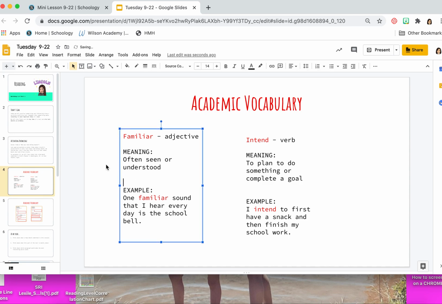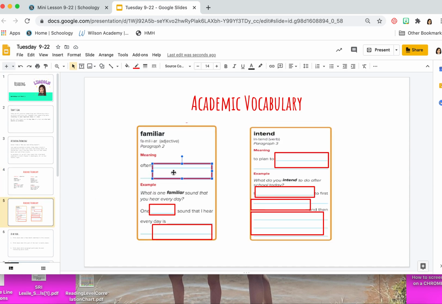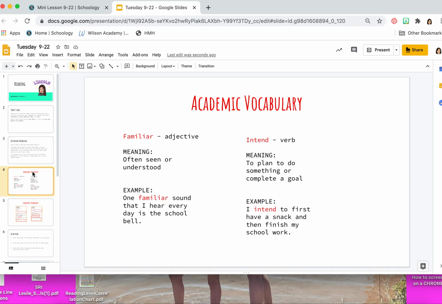So those are our academic vocabulary. What you can do now is you can go ahead and hit pause in the video, keep this screen up, and you're going to copy those definitions down and the examples. Please, you can do something else for your example. Okay, so one familiar sound that you hear every day, maybe it's your dog barking. Maybe it's getting yelled at. I don't know. Okay, maybe it's your text message ding. And maybe you have different intentions after school. So maybe after school you have to babysit or clean your room or help make dinner. Okay, so you're going to complete that now on slide 5. Use slide 4 to help you.